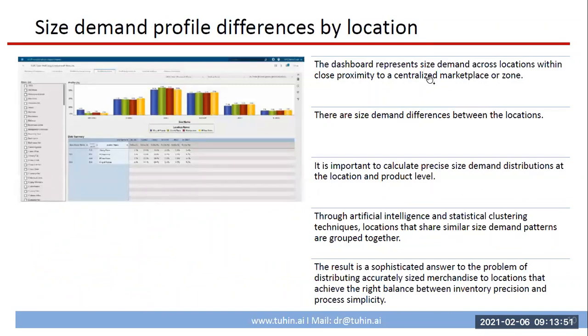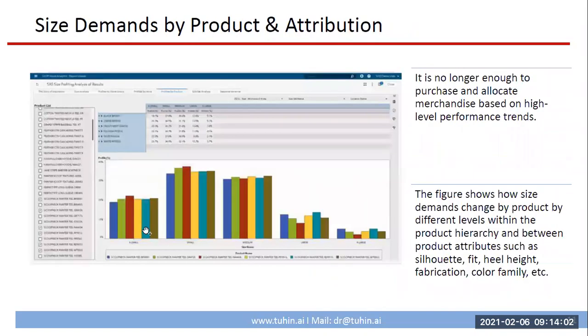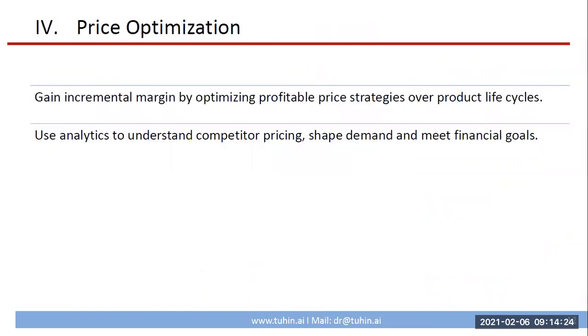So yeah, the dashboard represents the size demand profile difference by location, how with the location the size demand changes. That's been shown by a kind of dashboard. This is the size demand by product and attribute. As I have shown here, depending on the attributes, depending on the sizes within the attributes, you have to actually create a kind of dashboard for the different demand that has happened in the past and the different demand that you are forecasting.